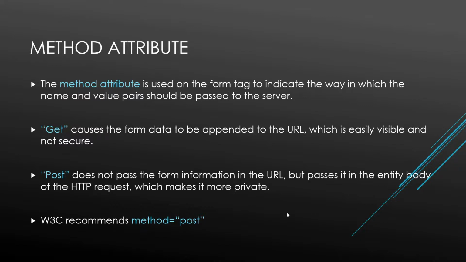The method attribute is used on the form tag to indicate the way in which the name and value pairs should be passed to the server. Get causes the form data to be appended to the URL, which is easily visible and not as secure. Post does not pass the form information in the URL, but passes it in the entity body of the HTTP request, which makes it more private. W3C now recommends that you use the post method.